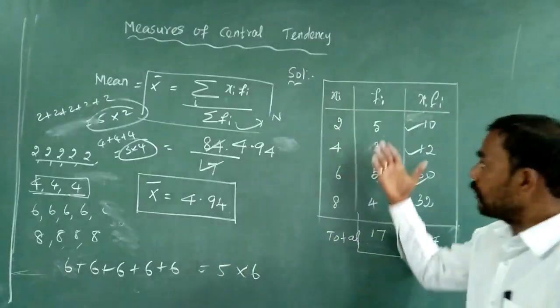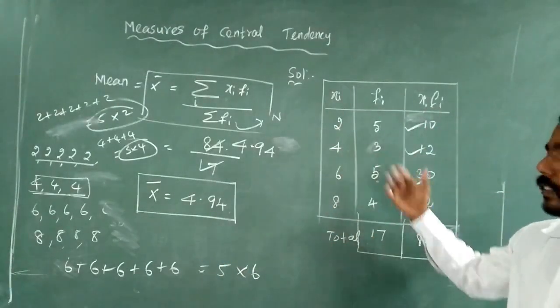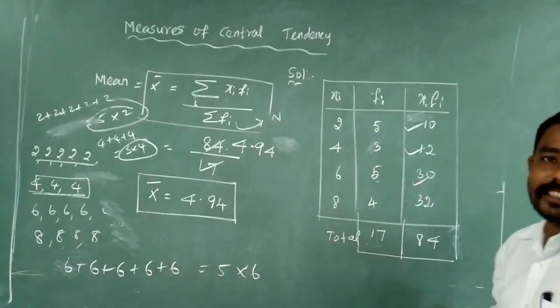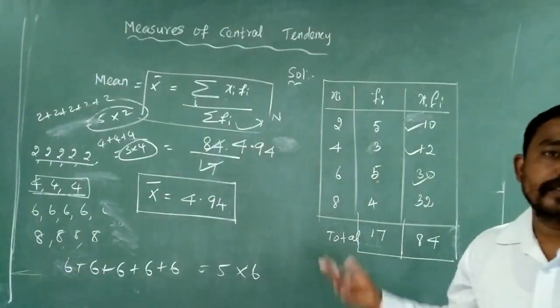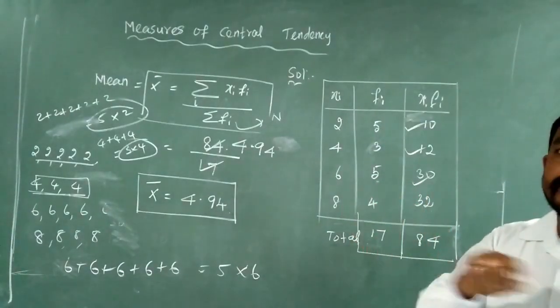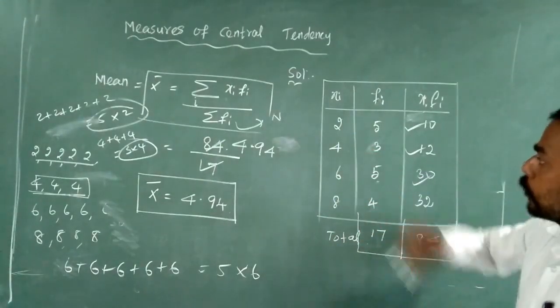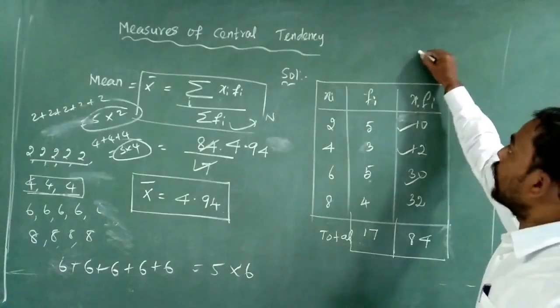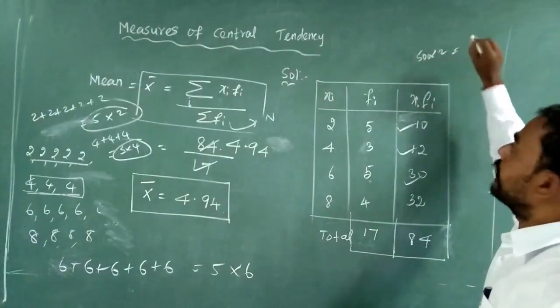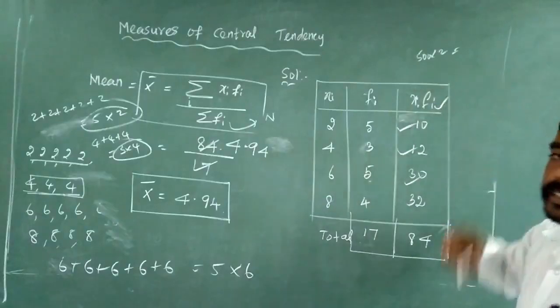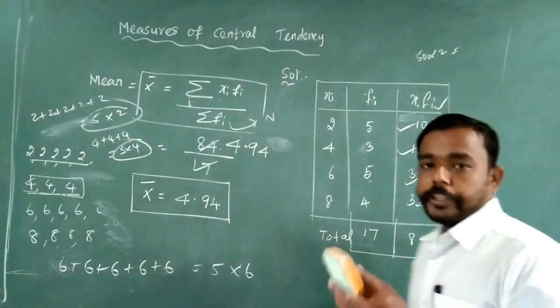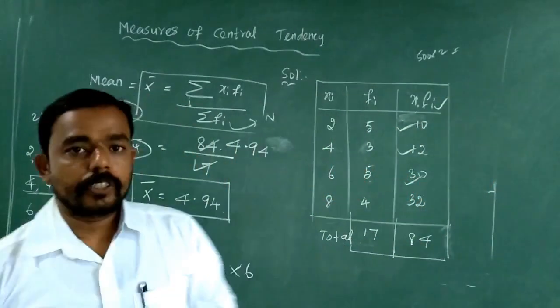Suppose in this data 2 occurs 500 times, 4 occurs 300 times, 6 occurs 200 times. So how to write the numbers and finally add them? It's not possible. For that, suppose 2 occurs 500 times, that is 500 into 2. This one is easy enough. So that's why this formula is important to reduce your manipulation work.